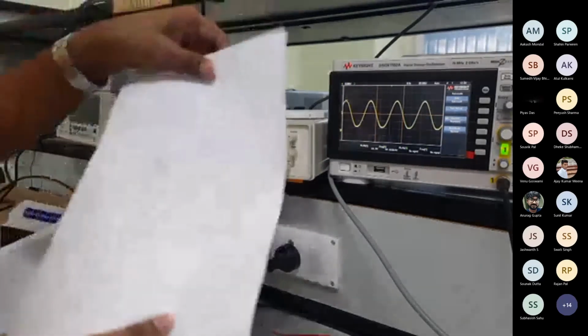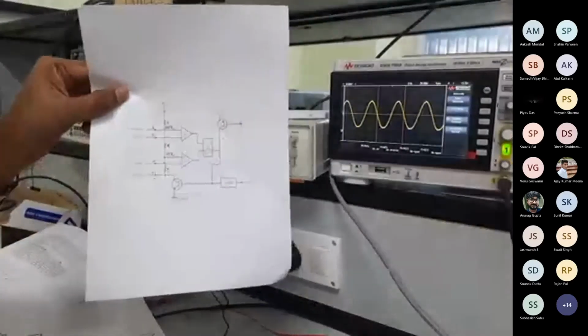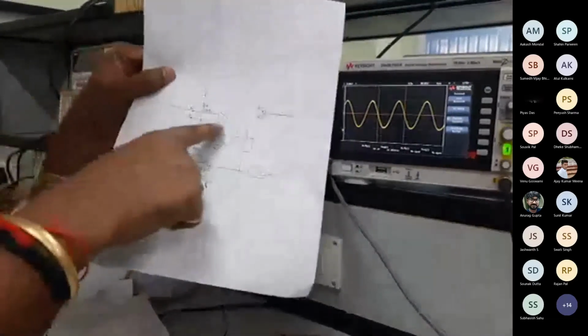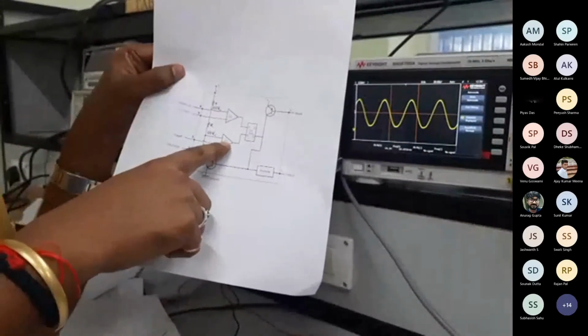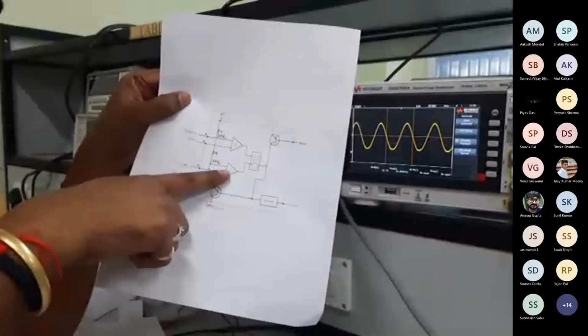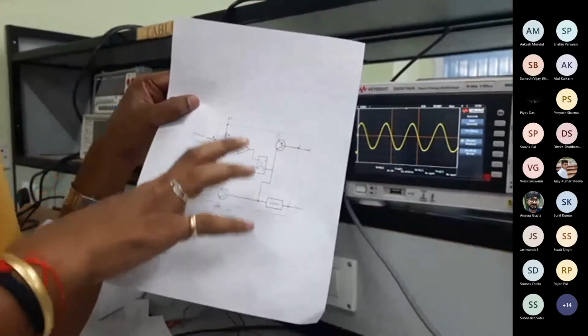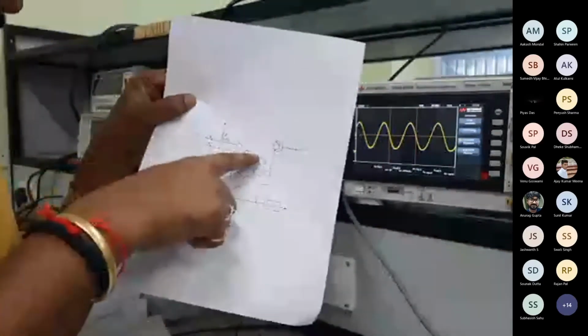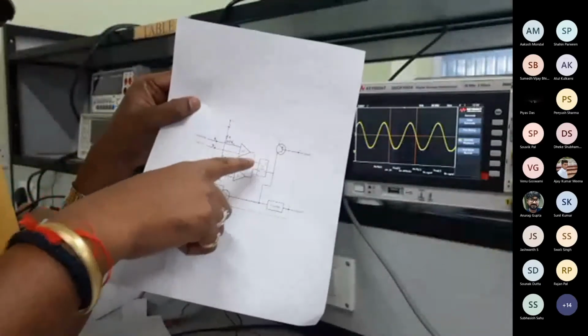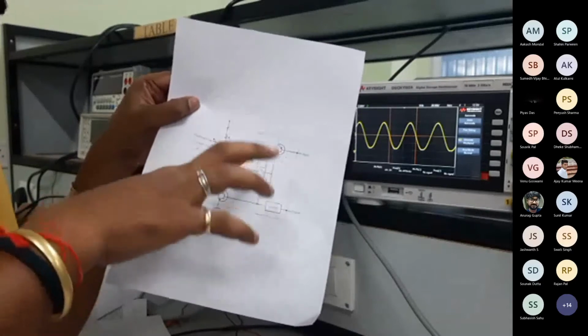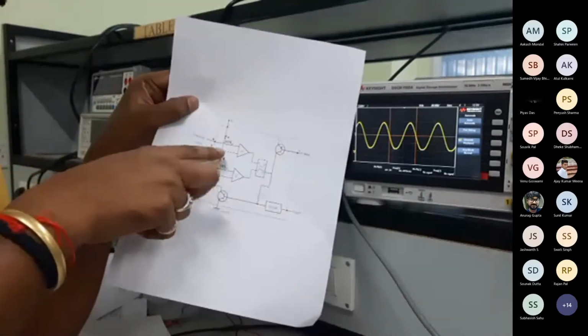Yes. This is the internal structure of the 555 IC. Here you can see the UC and LC. This is the upper comparator and this is the lower comparator. It is nothing but an operational amplifier in the open loop mode. Okay, open loop mode, and obviously both the inputs are comparing.